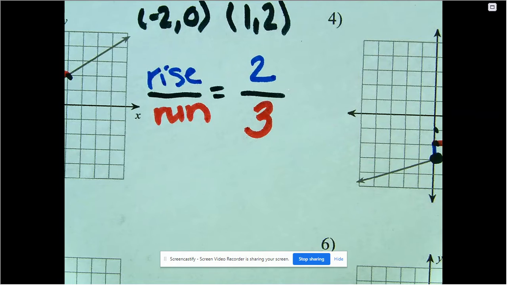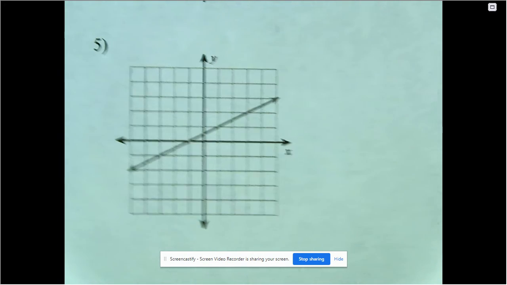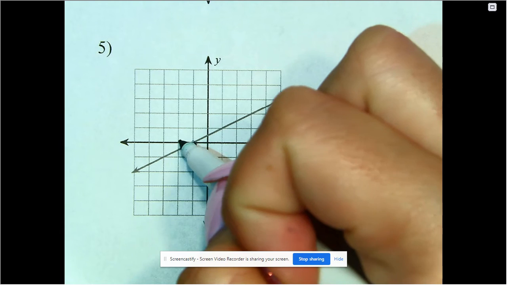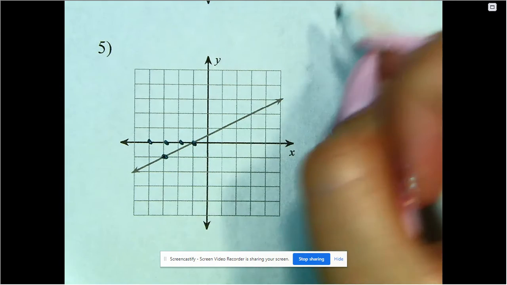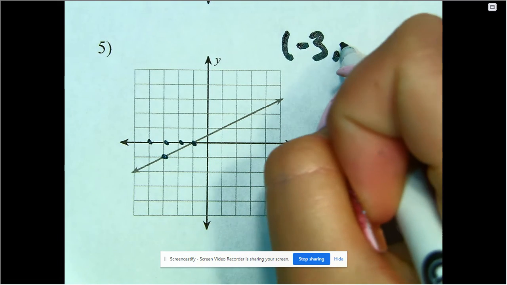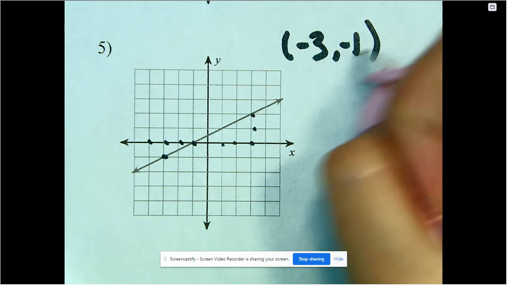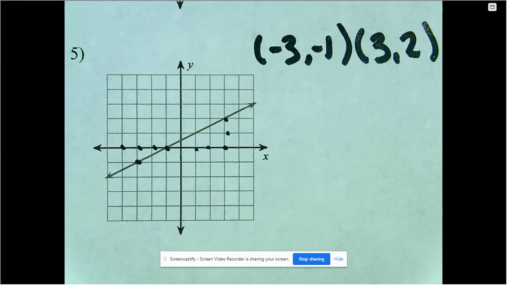Okay, I'm going to slide over and look at number 5. Some of you might be like, but I'm not using the same points as you, or how are we getting the same answer? I'm going to demonstrate that with this particular problem. So 2 points that I'm going to use are (-3, -1), and I'm going to use a far out point, (3, 2). Okay, so I'm going to start off with those 2 particular points.